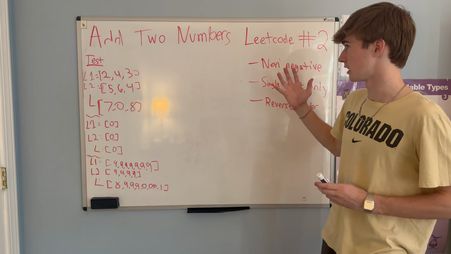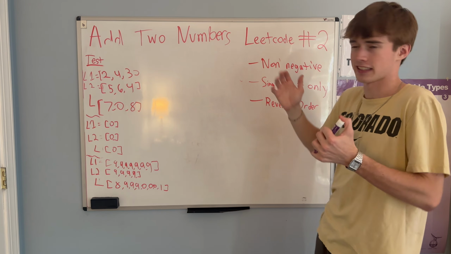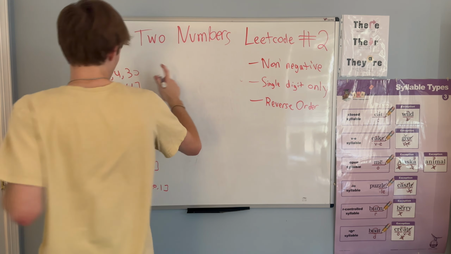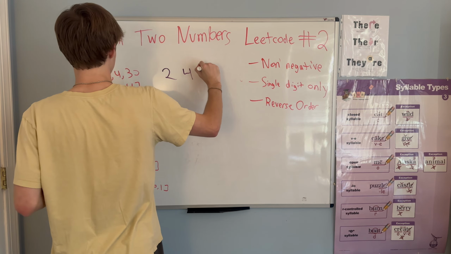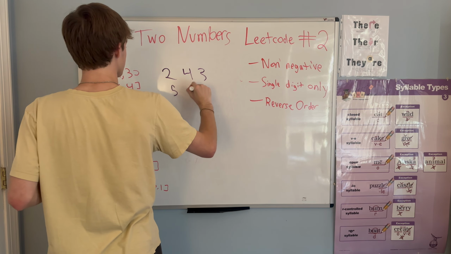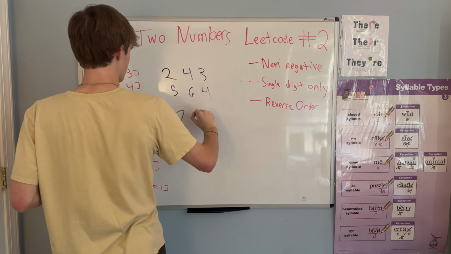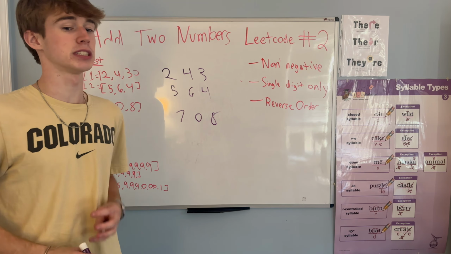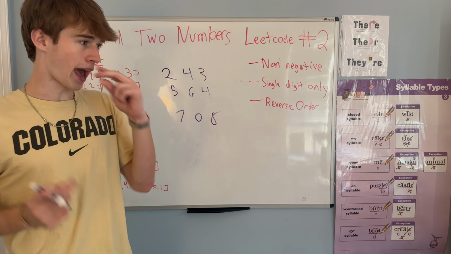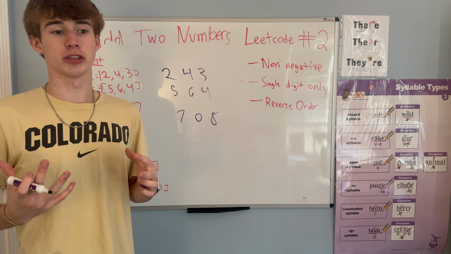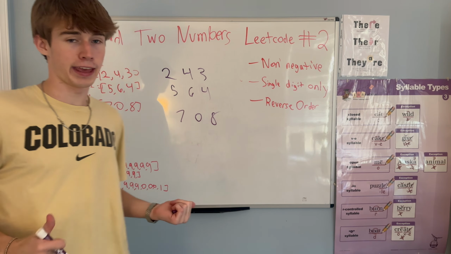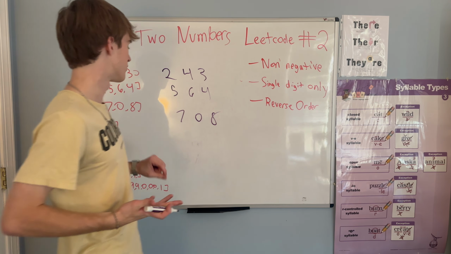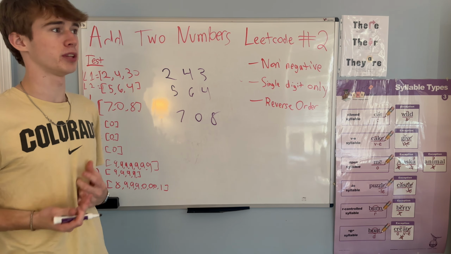So before we even talk about what this is asking, it's just asking to add two numbers, right? Let's just look at the test cases. So we have 2, 4, 3, 5, 6, and 4, and that equals 7, 0, and 8. So they're shown in reverse order, and we have to add them to get the answer. So we can just add up numbers that are in the same place value, because that's how addition works, right? You can't add 10 and 1 and get 20. So let's find numbers that are in the same places.